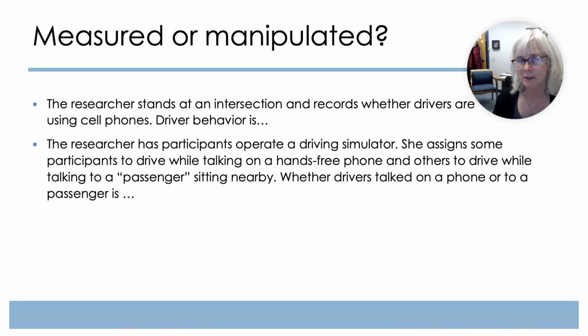The researcher has participants operate a driving simulator. She assigns some participants to drive while talking on a hands-free phone, and others to drive while talking to a passenger sitting nearby. Whether drivers talked on a phone or to a passenger is measured or manipulated. Certainly you're observing it, but did we assign people to groups? And if so, then we're talking about a manipulated variable.